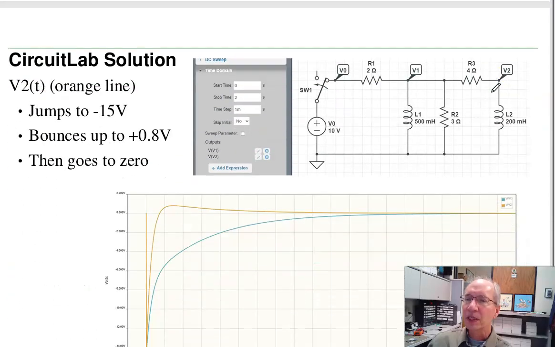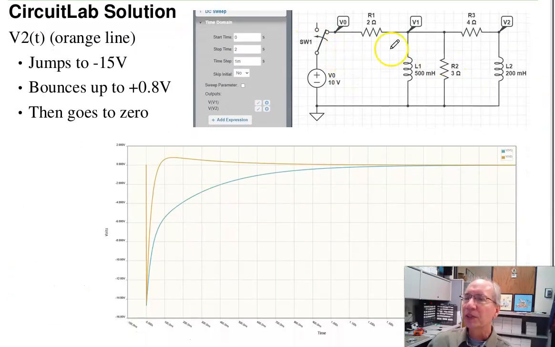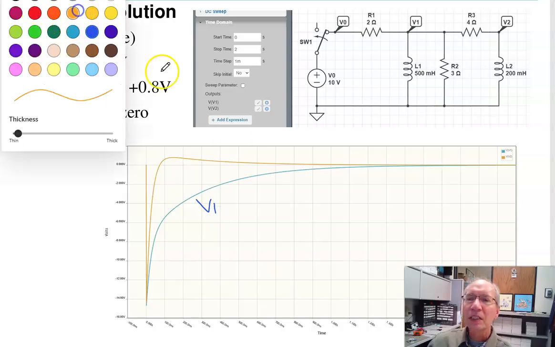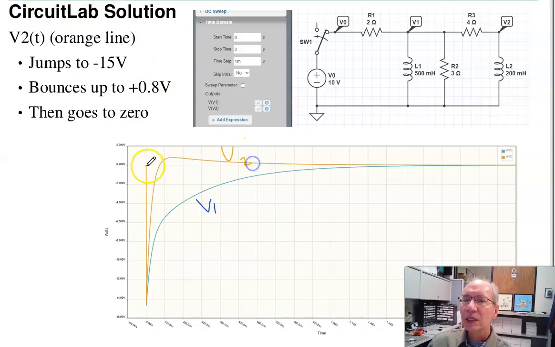Well, one way to solve is to throw it in Circuit Lab. If I build the circuit, plot V1 of t, V2 of t. For t less than 0, V1 equals 0, V2 equals 0. For t greater than 0, this one's V1. The orange line is V2. They were both 0 for t less than 0. When the switch opens, V2 suddenly jumps down, bounces around, and settles out, and here's V1. Kind of odd, but again, voltage is not energy.